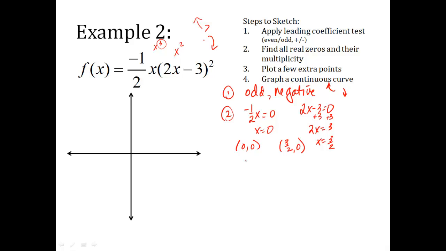Now notice that this first x right here has a power of 1. So this is just crossing. And this has a power of 2, which means it's touching. And it's going to bounce off of it. Alrighty.